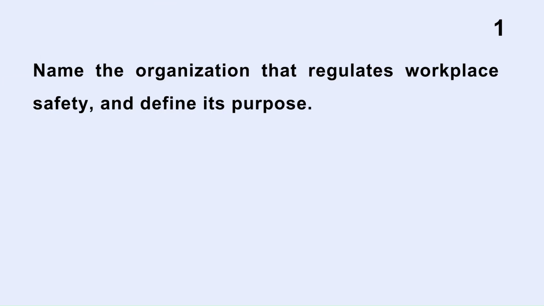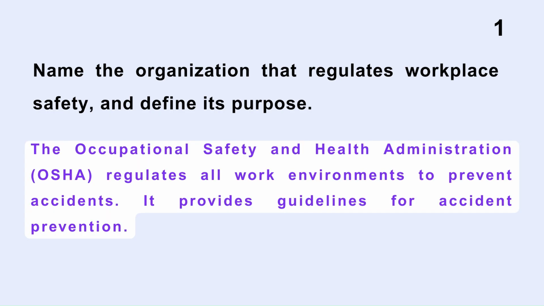Name the organization that regulates workplace safety and define its purpose. The Occupational Safety and Health Administration, OSHA, regulates all work environments to prevent accidents. It provides guidelines for accident prevention.